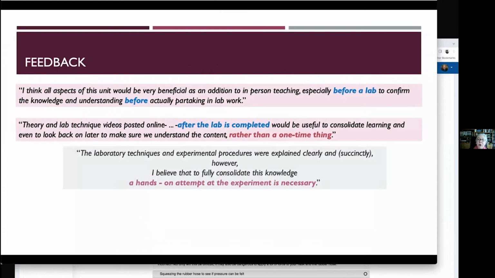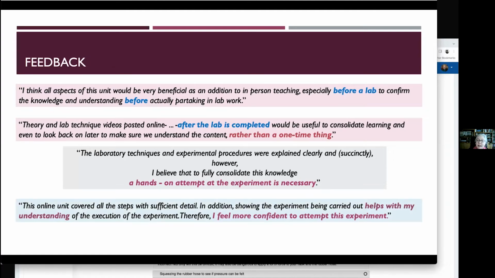Students, as you may well have guessed, said that this was very useful, but they wanted to be able to do hands-on chemistry. And of course, that's what we want as well. But they did say that engaging with this material actually helped them understand their experiment, and that they would feel more confident when they had to attempt the experiment.